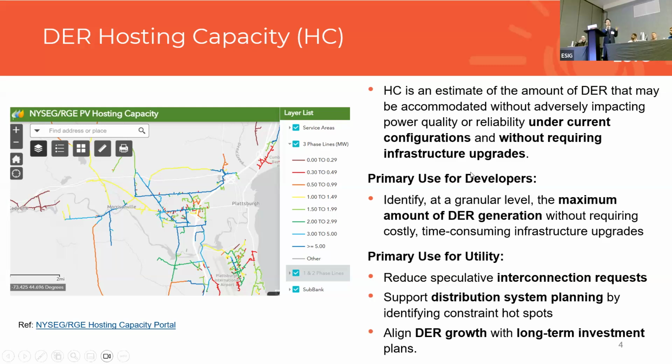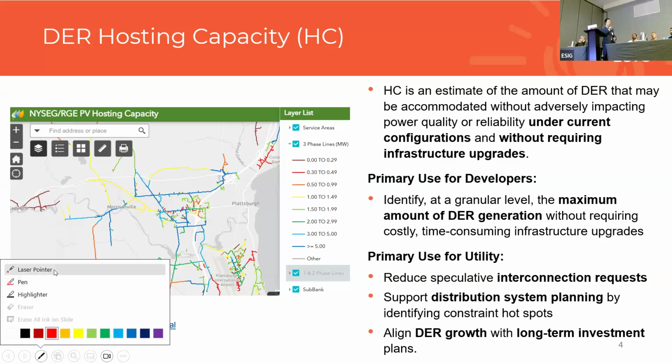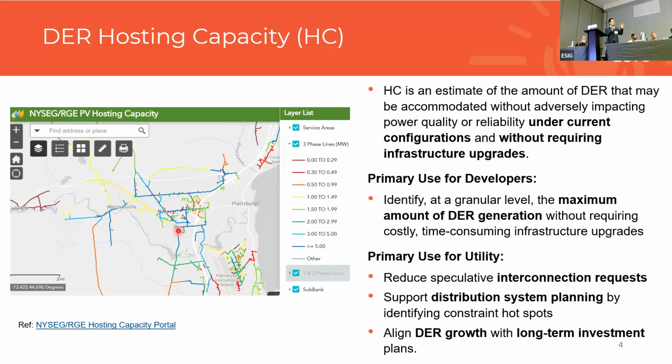This one I'm using the NYSEG and RG&E website just as an example to show what the hosting capacity looks like. Basically, at each feeder circuit, you will see different colors. It basically means, at the different segments of the feeder circuit, what's the maximum DRs that can be integrated into the grid without adversely impacting the power quality or reliability under the current configuration, and without requiring any infrastructure upgrade. So the hosting capacity was really published primarily for the developers, so they can screen for where's a good spot to integrate the DRs into the grid.